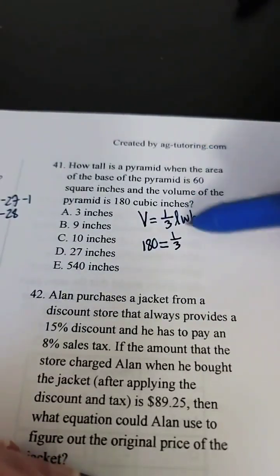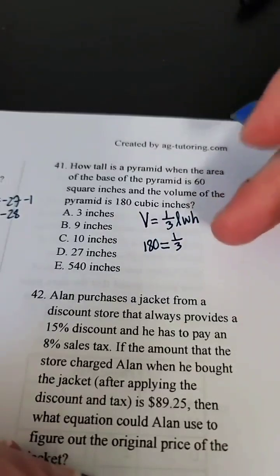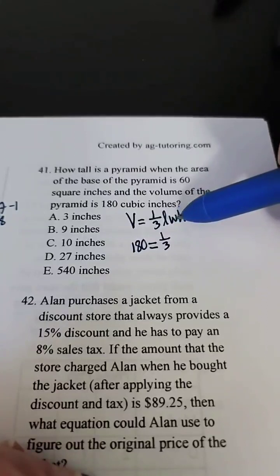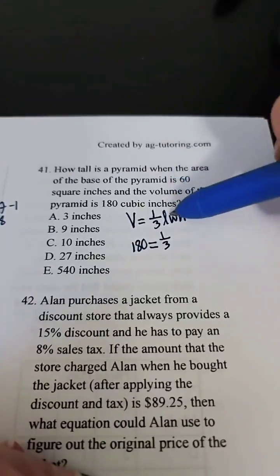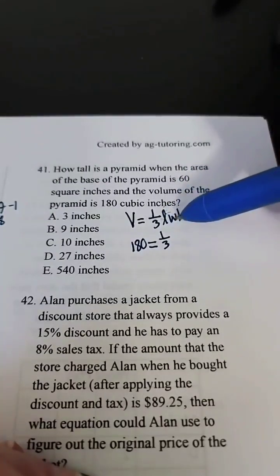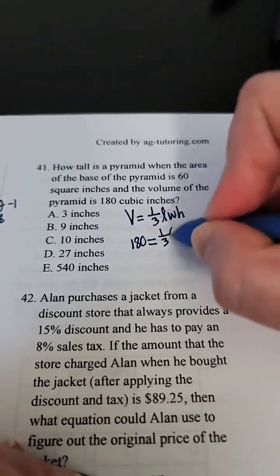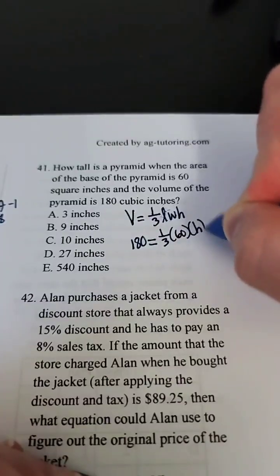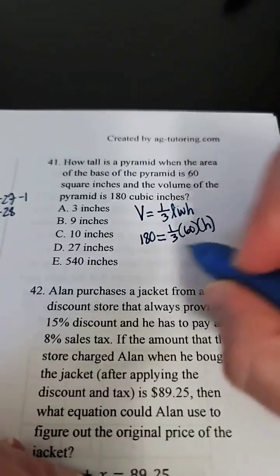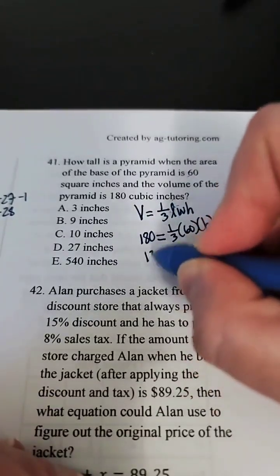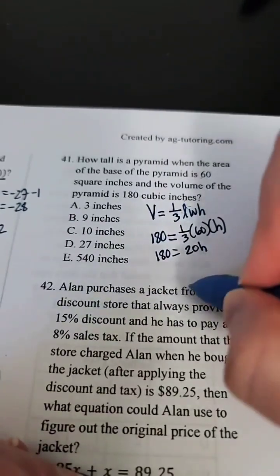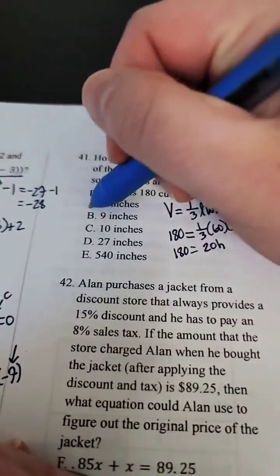Now, when you were learning about all these different shapes like pyramids and prisms, one of the things that you learned is with the pyramids, the area of the base, you could replace that. If you have that information, you could replace the length times width with that. So we can replace that right there with length times width, which would just be 60. And then we're going to now solve for what h is. So 180 is equal to 1/3 of 60, which is 20, so 20h. Divide each side by 20, and that's going to be 9, so 9 inches, B.